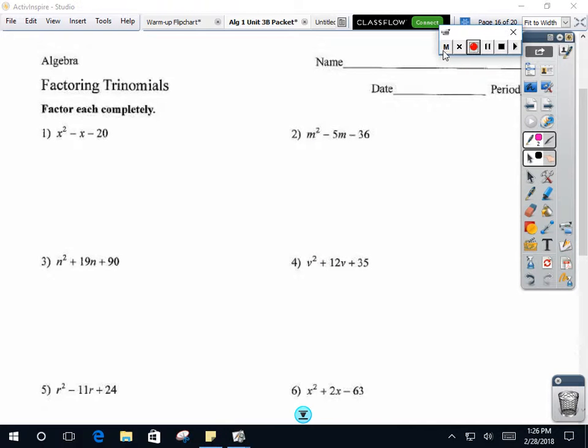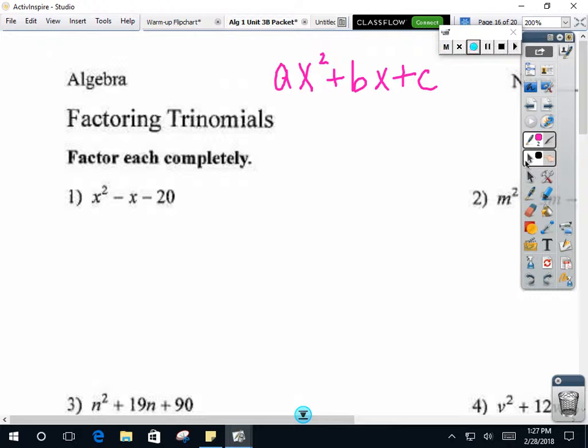All of these trinomials are in the same form. They're in standard form, which is ax squared plus bx plus c. So for example, in problem number 1, what number is sitting in the a place? 1. Isn't there a 1 sitting right here in the a place? Because a is the number beside x squared. A is the coefficient of the x squared.